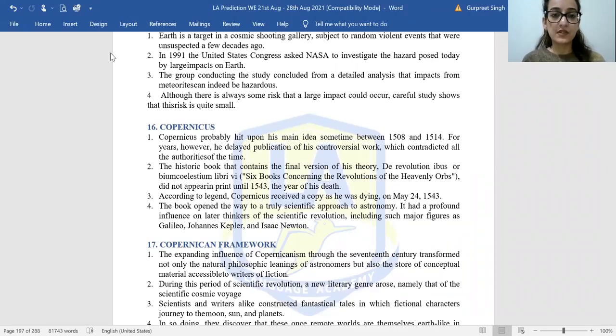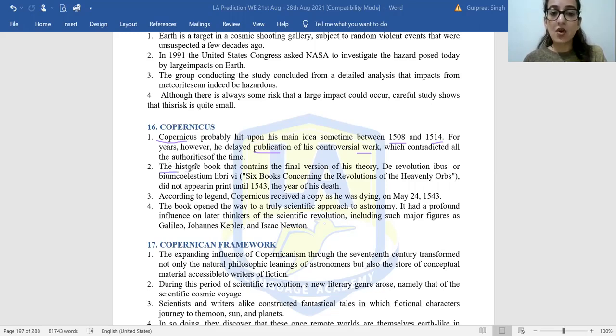Okay, number 16 says Copernicus probably hit upon his main idea sometime between 1508 and 1514. For years, however, he delayed publication of his controversial work, which contradicted all the authorities of the time. We have the name of a person. We have time periods. We have publication of some work, maybe some writing, because it's writing that gets published, which contradicted all. What did he write? So here we have the historic book.